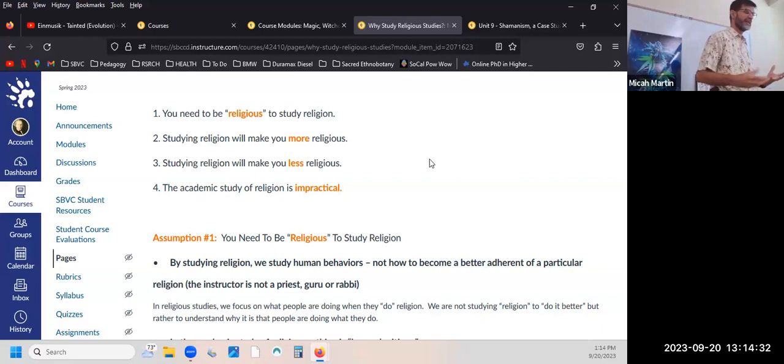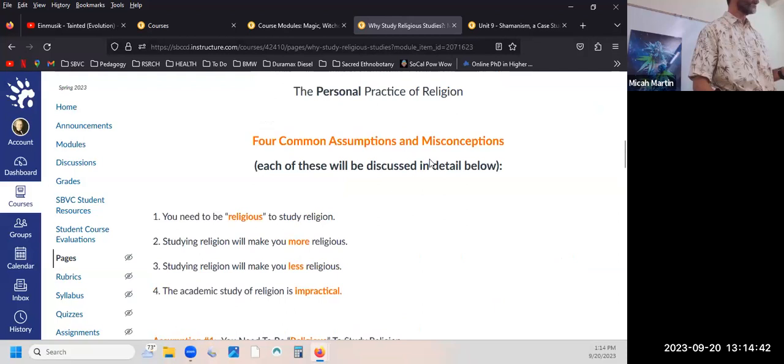Assumption number two, studying religion will make you more religious. I'm going to go through these quickly. I'm not going to read every point here, but I'll just leave these four on there. Studying religion will make you more religious. Again, the goal here is not to become a better adherent, but to study and understand what people do when they do religion. So our goal is understanding, not necessarily belief or practice.